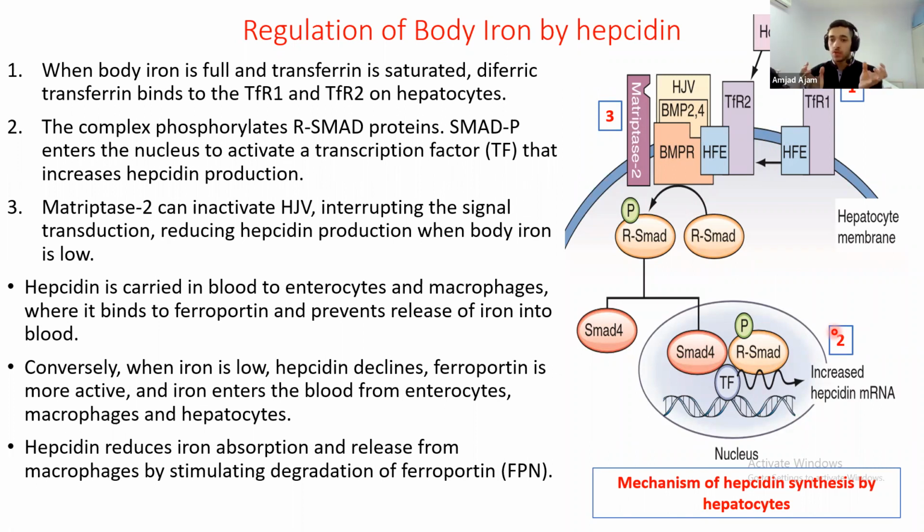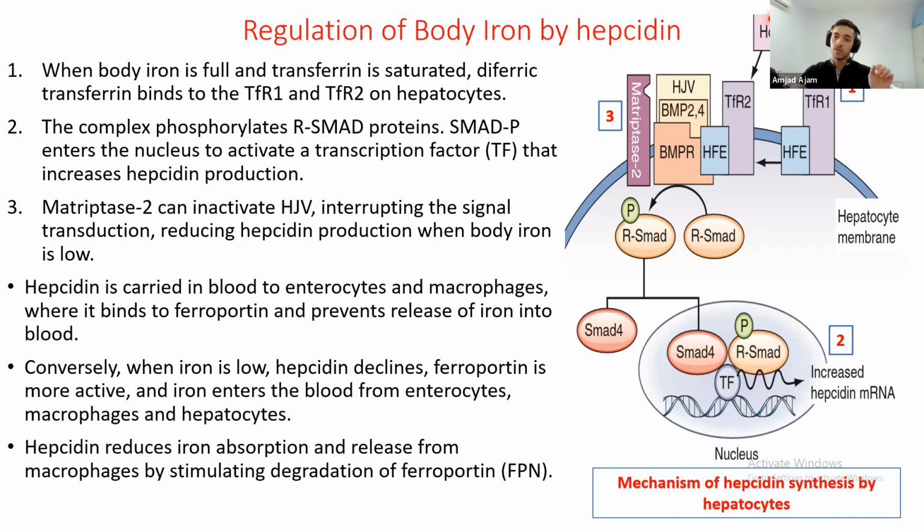There should be a balance also, right? So we need something that inhibits the production of hepcidin. This is called the matriptase. This matriptase will come and inhibit this complex. So when you inhibit this complex, the SMAD will not be phosphorylated, so it will not go and enhance the transcription factor for hepcidin. Therefore, the hepcidin will go down. Okay, so this is how hepcidin is regulated within the hepatocytes.